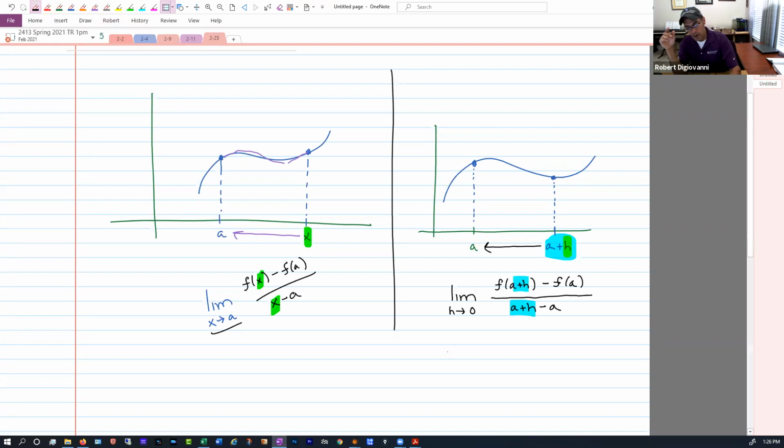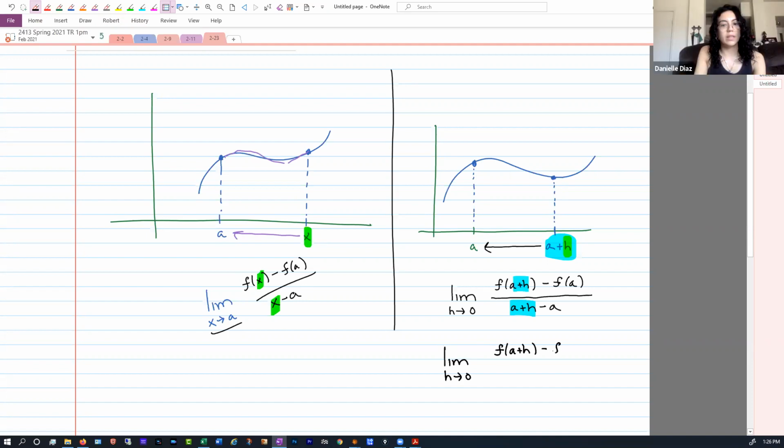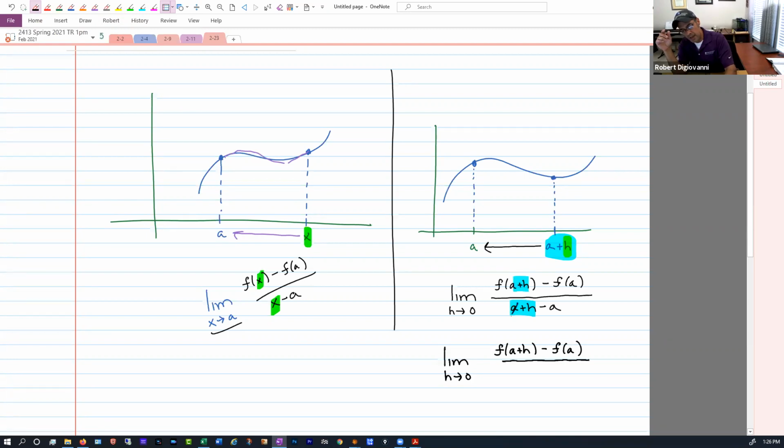Now, in the denominator, do y'all see what happens? Doesn't h end up just being isolated by itself, right? Yeah, the a's cancel, don't they? This a and this a go away. So you'll always just have h down there. And this is the second version of the formula that gives you the slope of the tangent line.